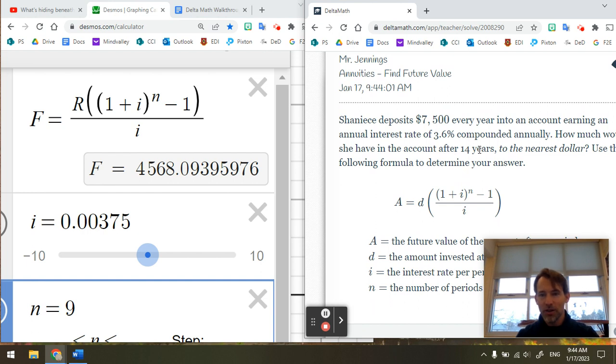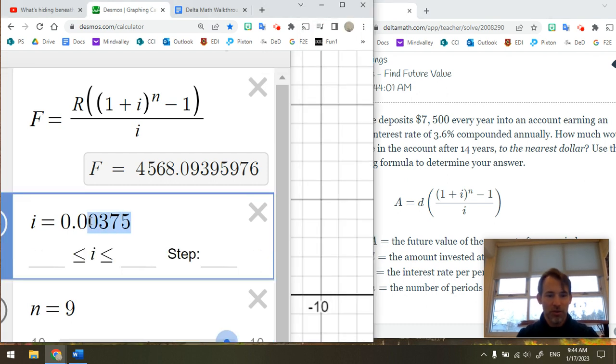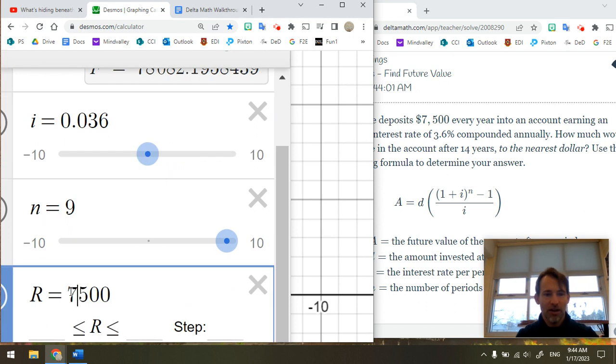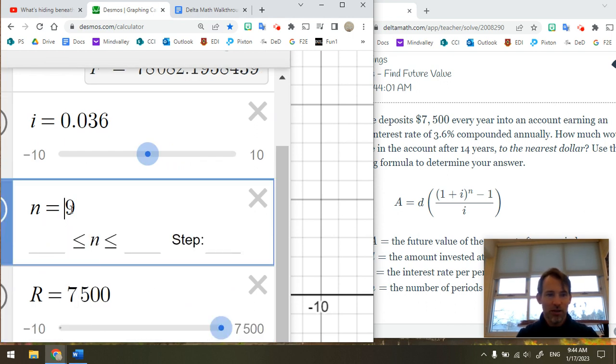Let's do another. Okay, so this is compounded annually. We're going to do this for 14 years. We're still going to use I. So I is 3.6%. So that will go in here, 3.6 there. Our annual deposit is 750. So we're just going to add a 7 there. And we're going to do this for 14 years.